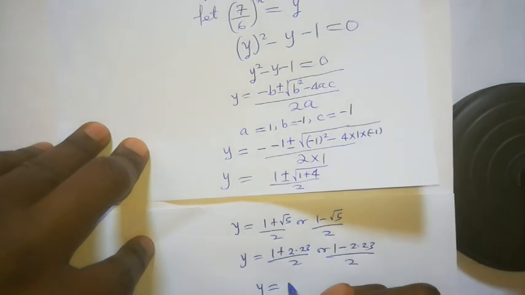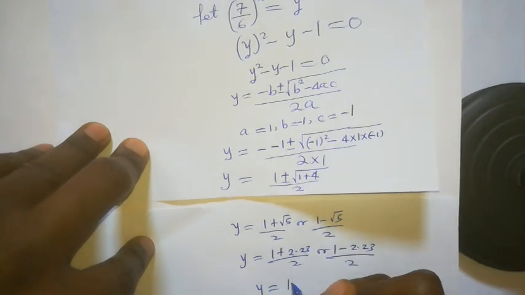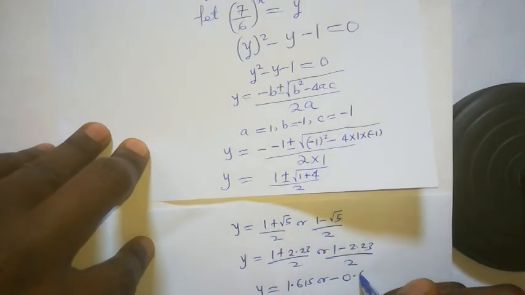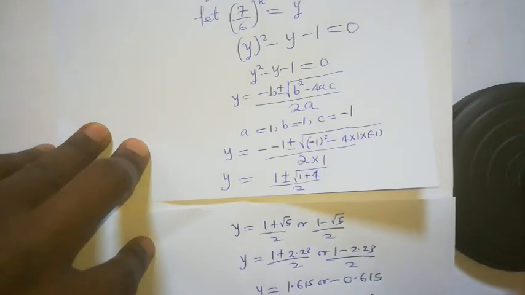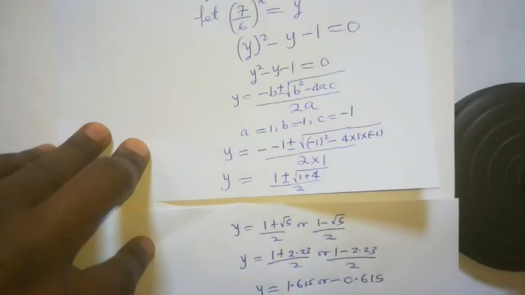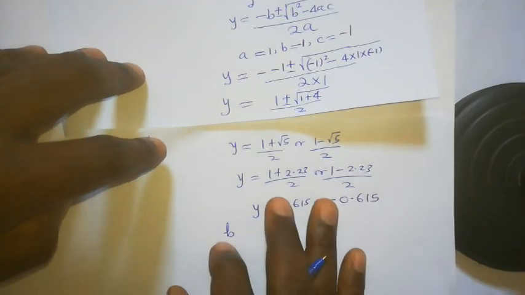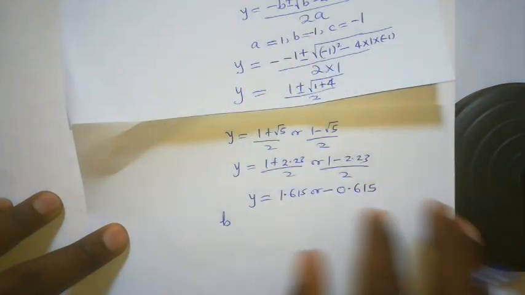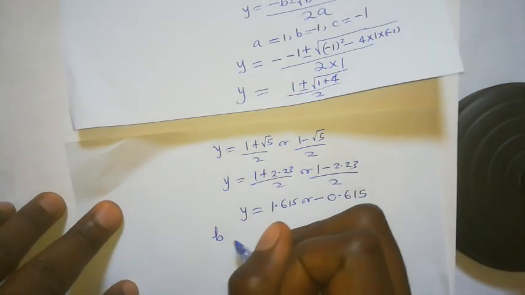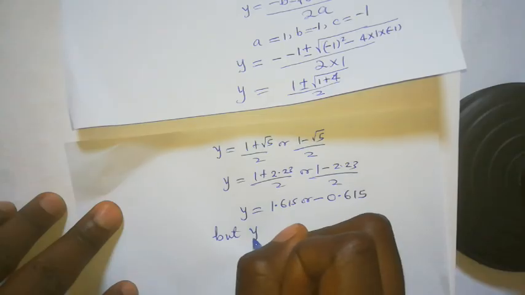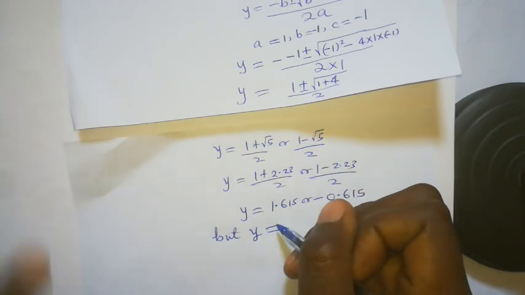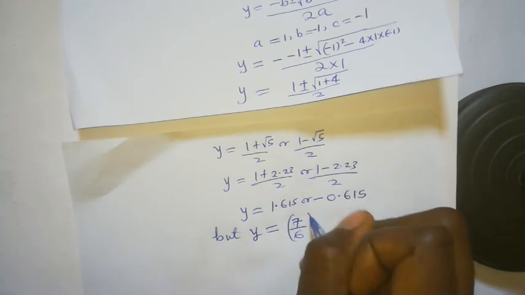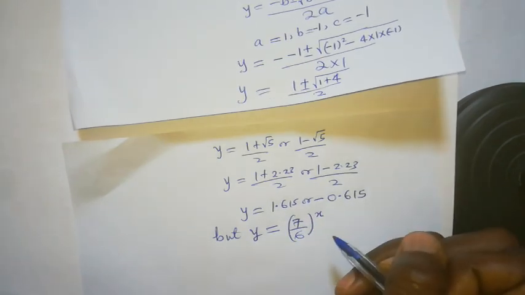So our y is going to be 1.615 or minus 0.615. But we know that our y, according to our substitution, is equal to 7 over 6 all to the power of x.